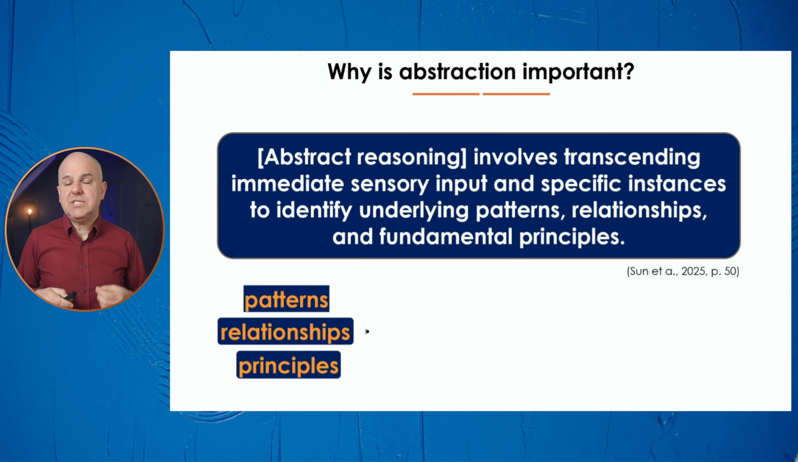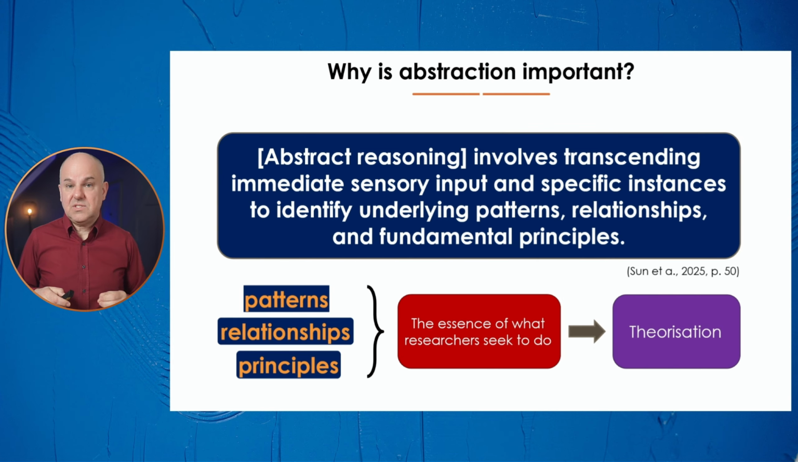If you're doing a PhD you know the ultimate goal is to make a contribution to knowledge, and therefore you will have to come up with some patterns, relationships, or principles at the end of your thesis that are backed up by your data. If we are writing a paper, it's the same thing. So these patterns, relationships, and principles are the essence of what researchers seek to do. And this links to theorization, because theory, in the end, is these patterns, relationships, and principles.